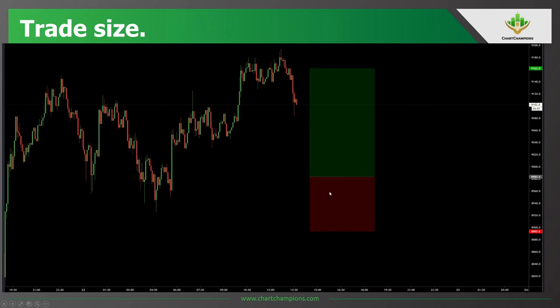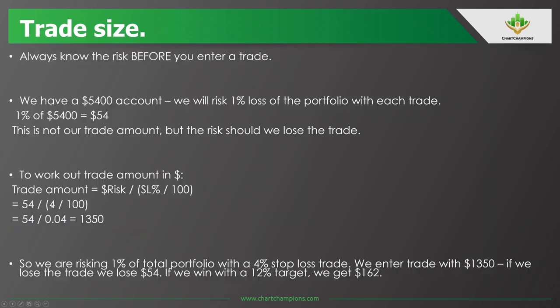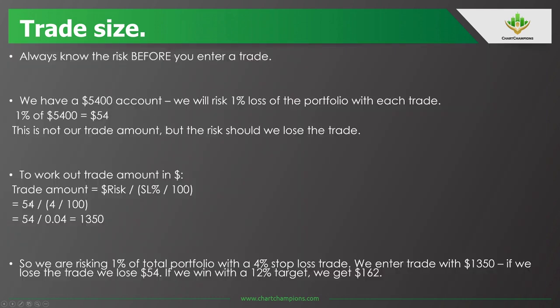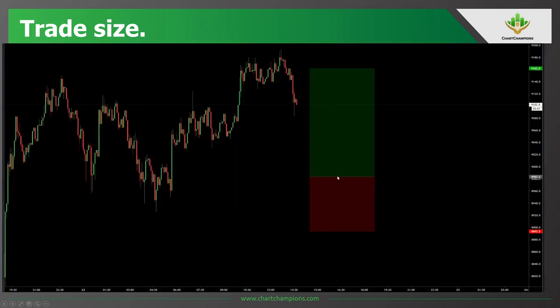Again, if this was 1.3% or if this was 3%, then we would be changing this number for that percentage. So if our stop loss was 3% away, we would do 3 divided by 100. Here it's 4% away. So we take the formula 54 divided by, in brackets, 4 divided by 100. 54 divided by 0.04 equals 1,350. We're getting 0.04 from 4 divided by 100. That will make sense. So 1,350 is what we will place at the entry.